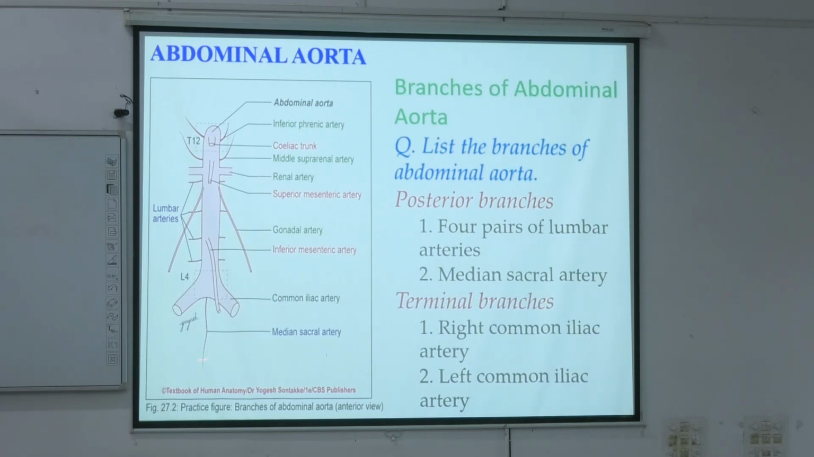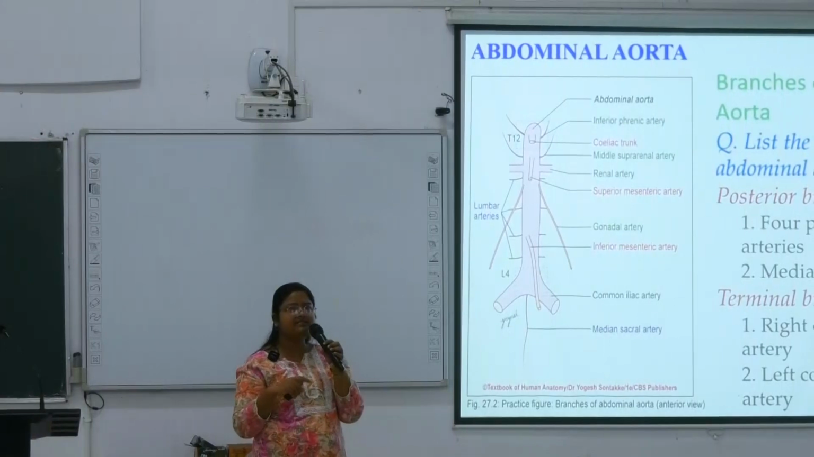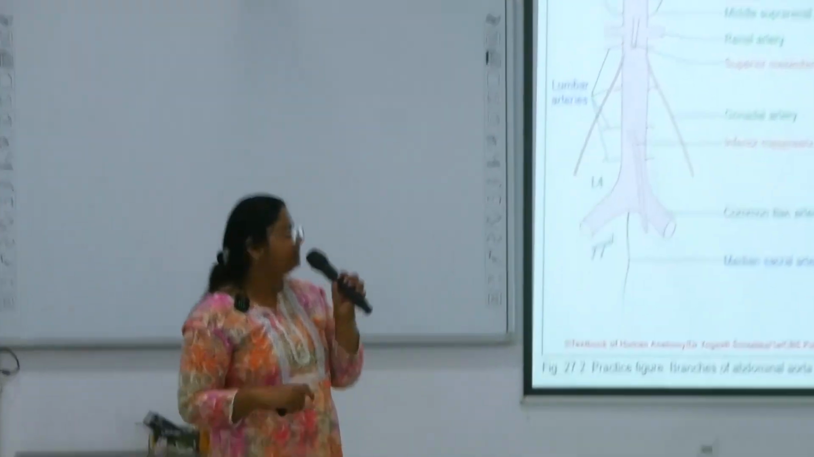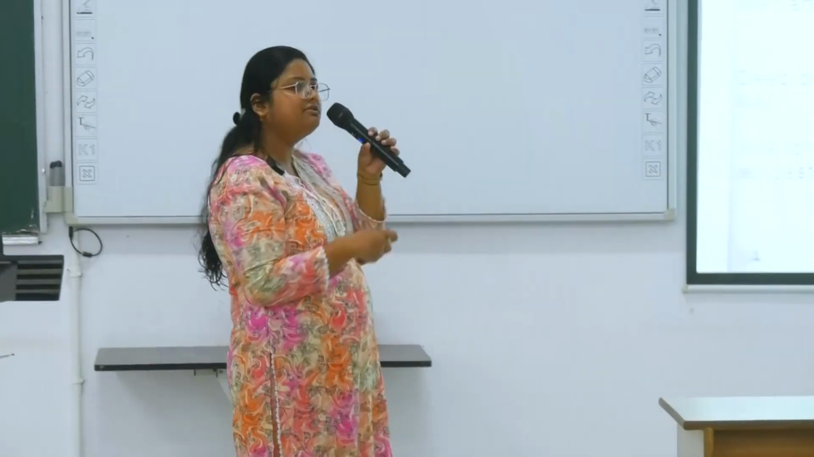So you have to tell the branches in the following divisions: anterior branches, lateral branches, posterior branches, and terminal branches. Next, we will discuss individual branches. Here also the branches have been shown. Inferior phrenic supplying the diaphragm.